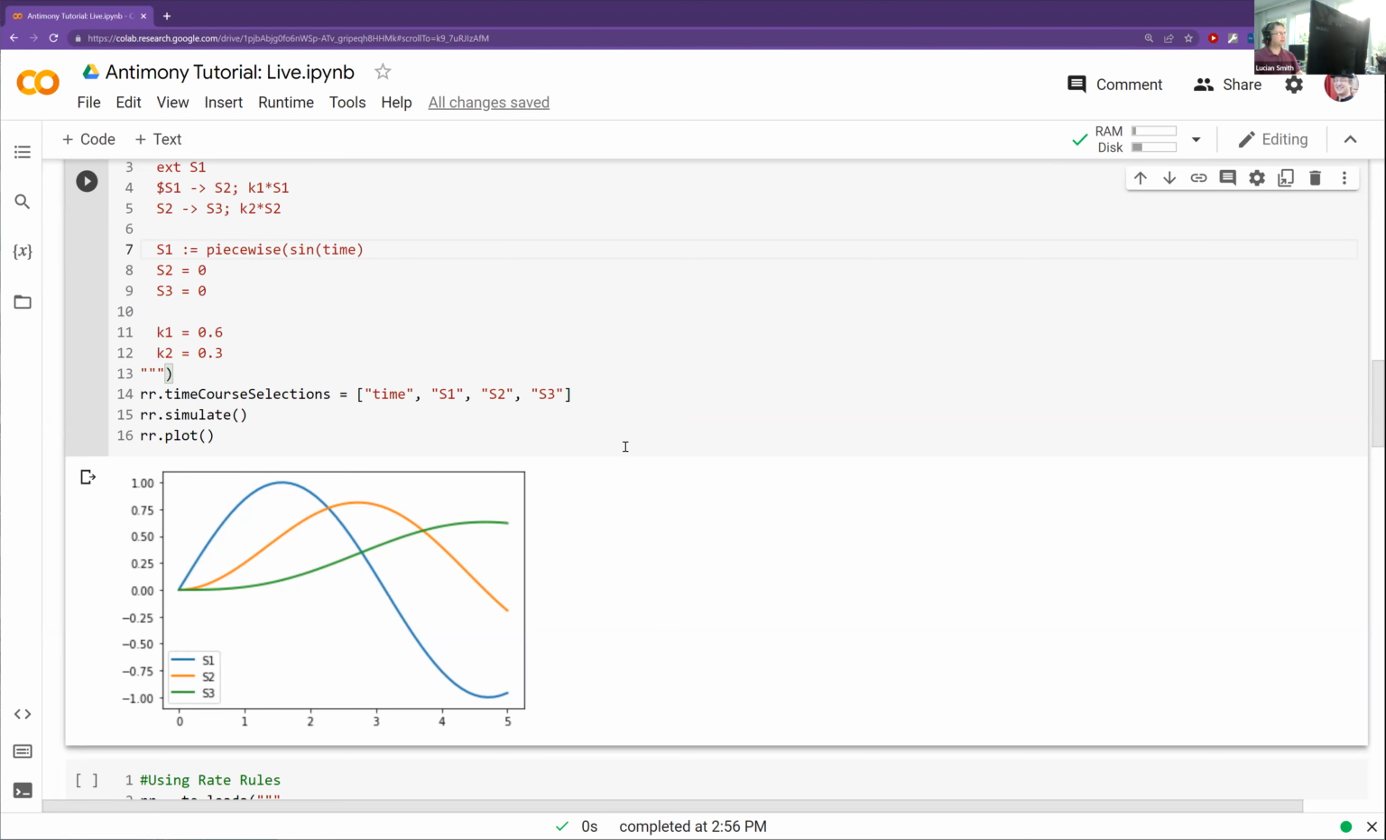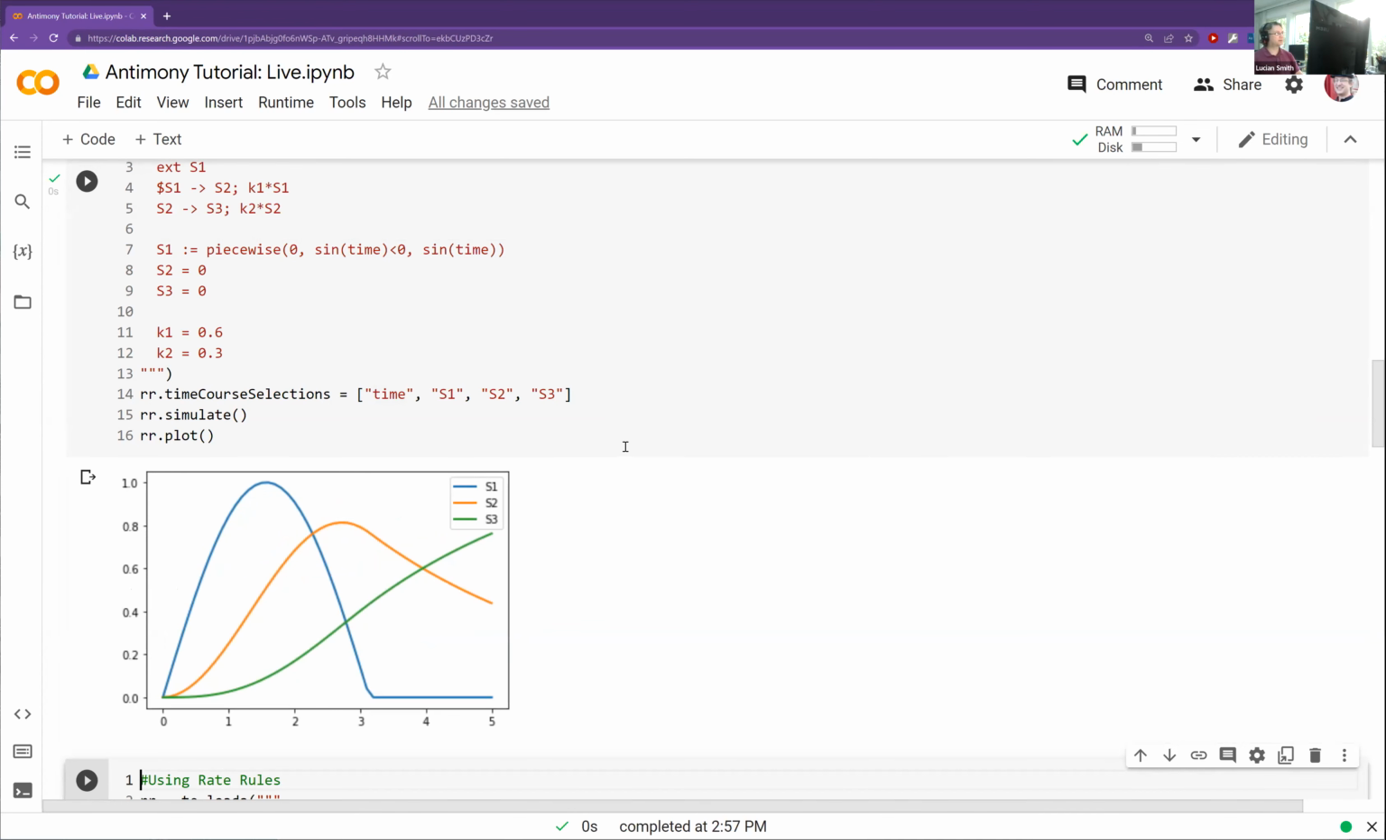So we'll say that it's 0 if the sine of time is less than 0. Otherwise, that. Let's hope that actually works. Ooh, look at that, right. So now S1 goes up and down, but instead of going lower, it flatlines at 0.